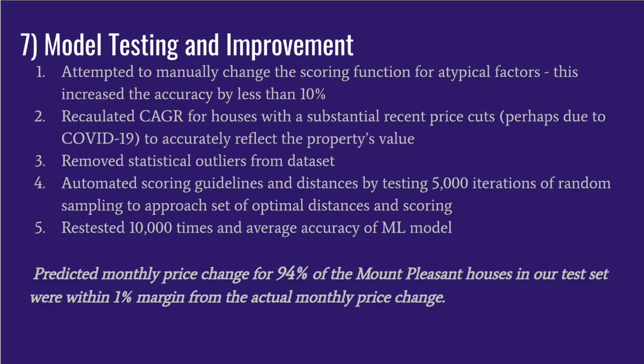Then we recalculated the CAGR for houses with substantial recent price cuts, perhaps due to COVID-19, in order to accurately reflect the property's value. Then we removed statistical outliers from the dataset. This improved our accuracy by the biggest amount. Next, we automated scoring guidelines and distances by testing 5,000 iterations of random sampling to approach set of optimal distances for scoring. And then we retested 10,000 times, and it gave us average accuracy of 94% for Mount Pleasant.